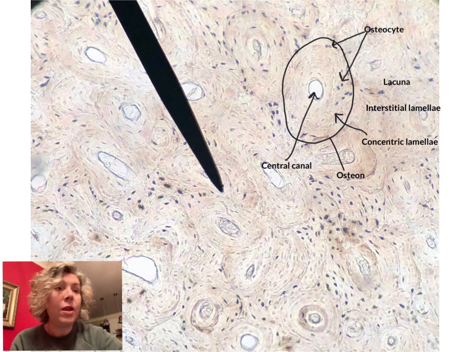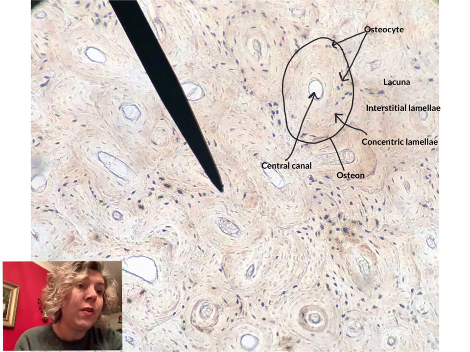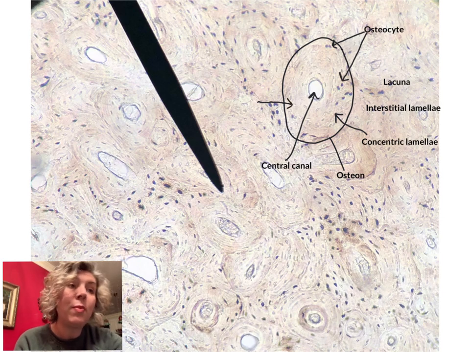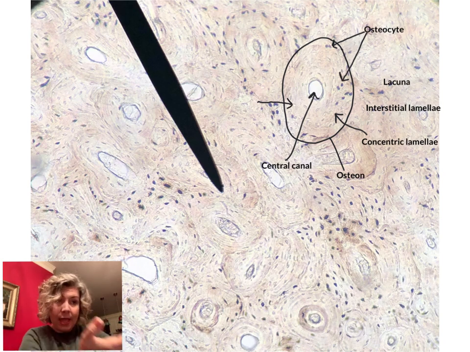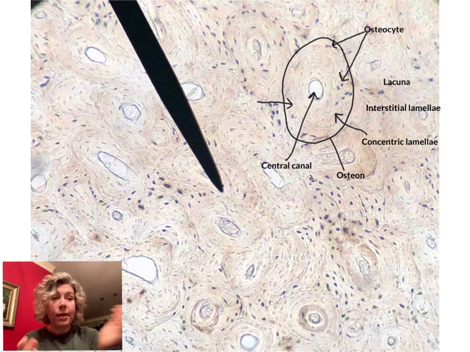So I'm going to point out one or two of these. Over here on this side, you can see this little clear area, it almost looks like a little bubble. If you remember learning about the anatomy of cartilage, the cartilage cells, the chondrocytes, reside in lacunae as well. So that little clear space, that little bubble that we see, that's called a lacuna, and an osteocyte would reside in that lacuna. Now we're able to see it in this picture because it's empty at the moment.